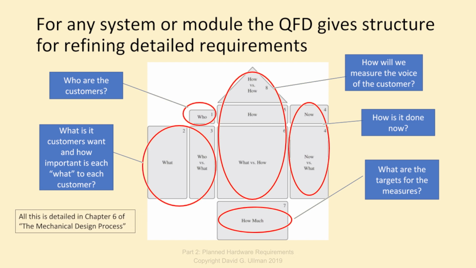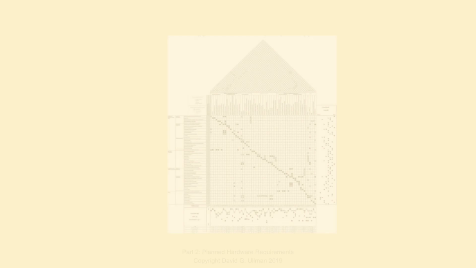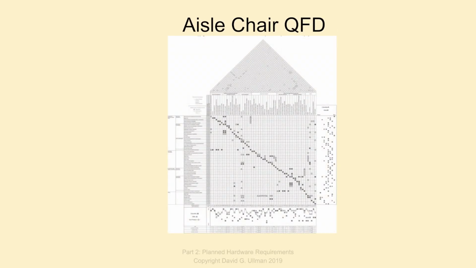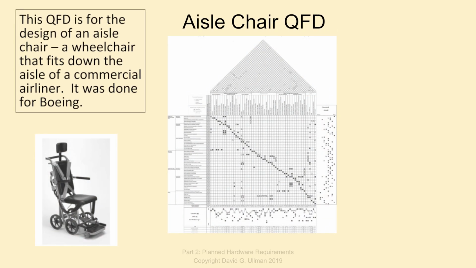the Mechanical Design Process. As an example of a fully completed QFD, consider this one for an aisle chair, a wheelchair that fits down the aisle of a commercial airliner. This is a very large QFD. If the product being designed will allow it, the more detail here the better. But most QFDs are nowhere near this extensive. More on how much effort to expend on them is the topic of the 4th video.